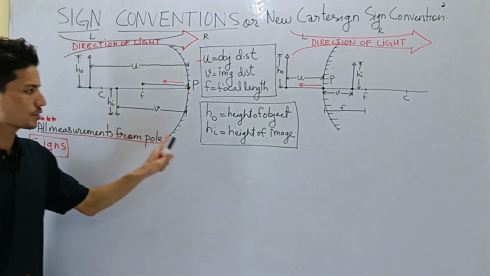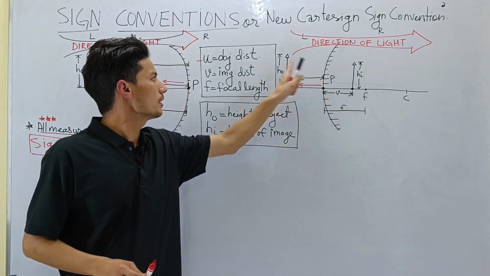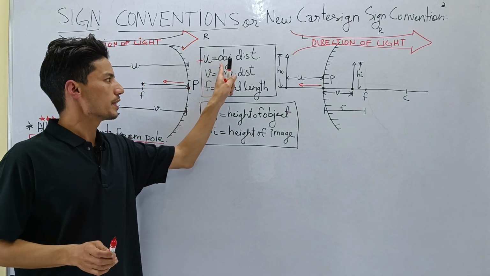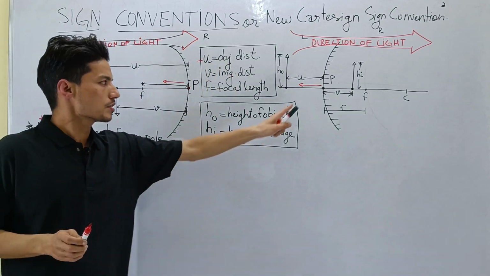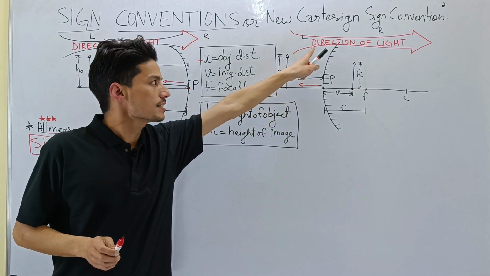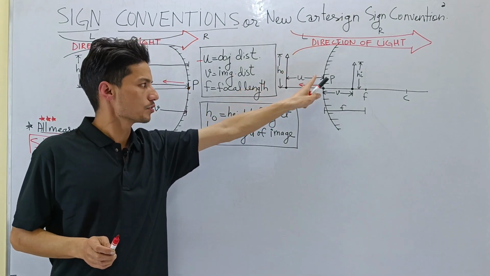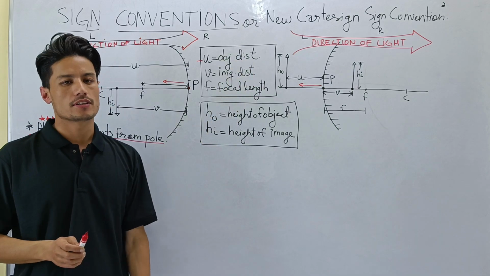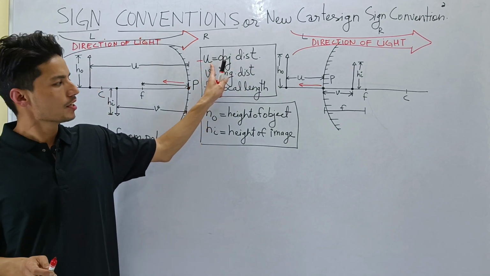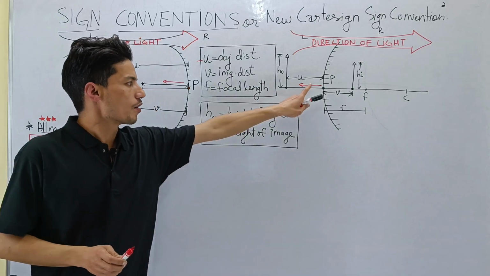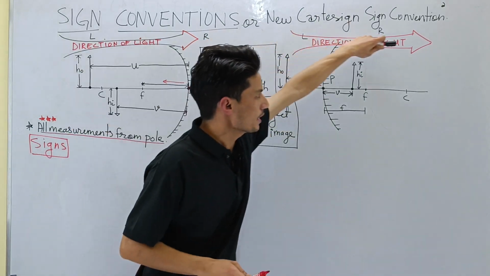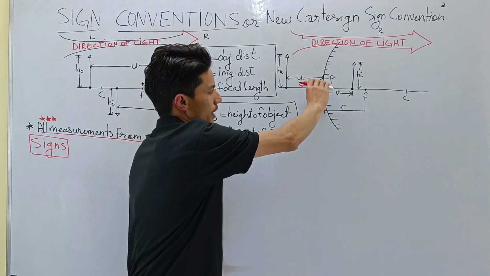So object distance in both cases, concave as well as convex, will be negative. Are we clear? Object distance will be negative because the direction of our movement to measure the object is against the direction of light. Light is moving from left to right and we are moving from right to left.